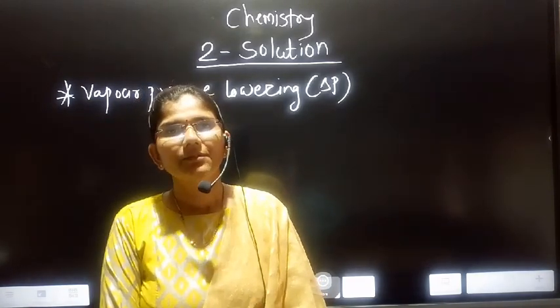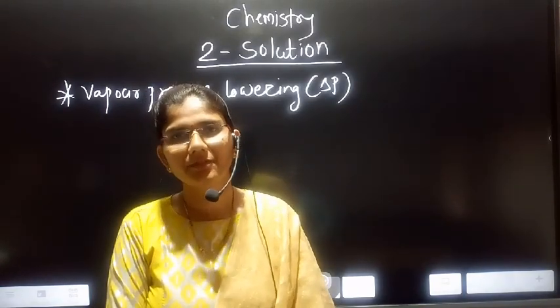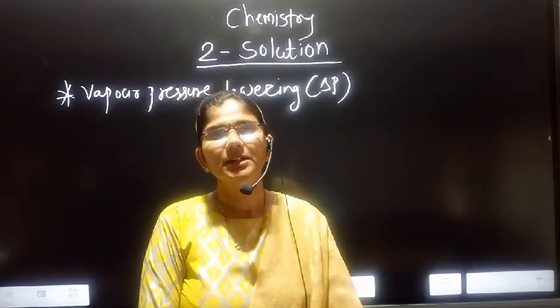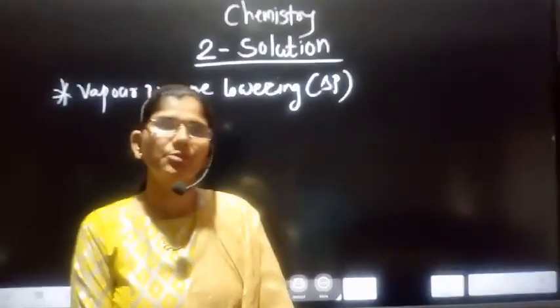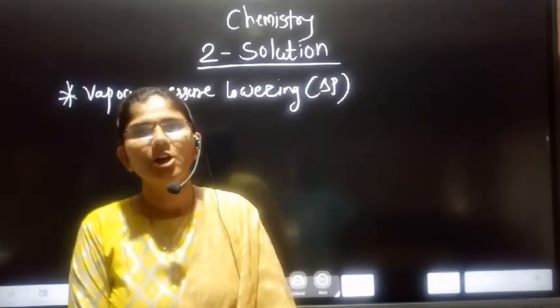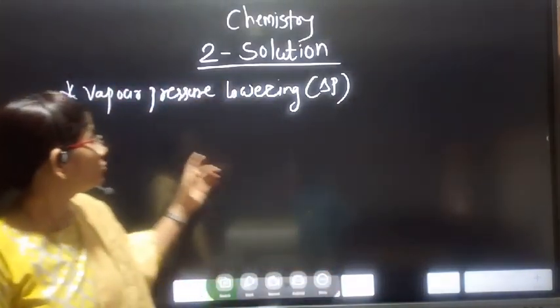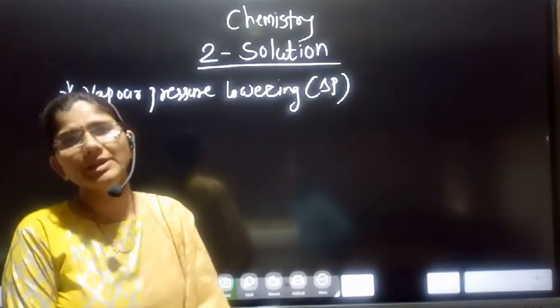So we have studied 4 colligative properties. The first one, lowering of vapor pressure. The second one, elevation in boiling point. The third one, depression in freezing point, and the fourth one, osmotic pressure. So let us start with the first colligative property, vapor pressure. What is meant by vapor pressure?